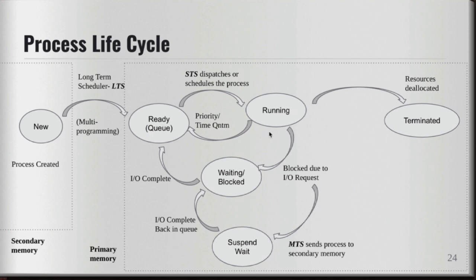Okay, so in a nutshell, if a program is executing and it has an input output request, it goes into the waiting queue, and once the input output request is fulfilled, it goes back to the ready queue, and from there it'll go to the running state once the CPU becomes available. Okay, so that's your process of waiting and blocked.